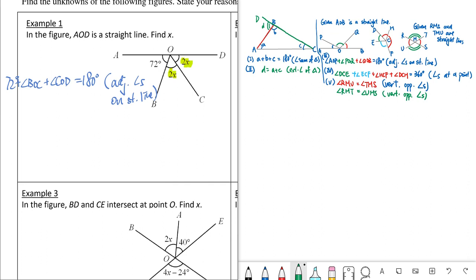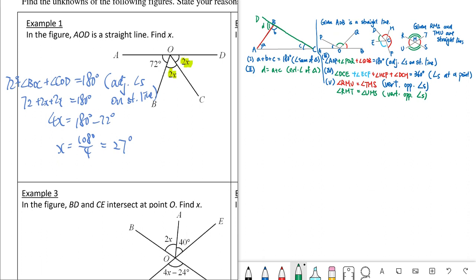Therefore, in the next step, you know that 72 plus 2x plus 2x equals 180 degrees. Therefore, 4x equals 180 degrees minus 72. Therefore, x equals 180 minus 72, which is 108, and then divided by 4. Therefore, it should be 27 degrees, right? Let me see, 2, 8, and 28. That's right. Okay. Therefore, you have found the angle x using the property adjacent angles on straight line. I think it's quite clear, right?